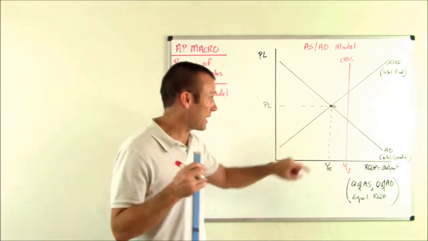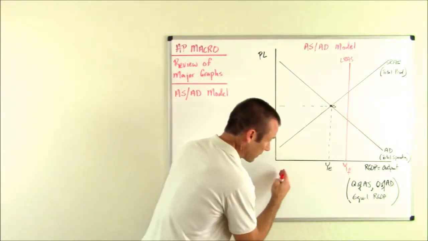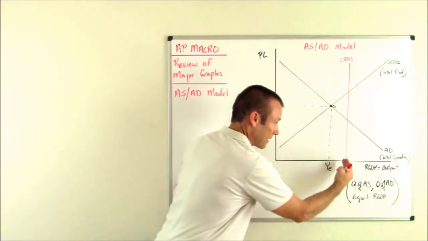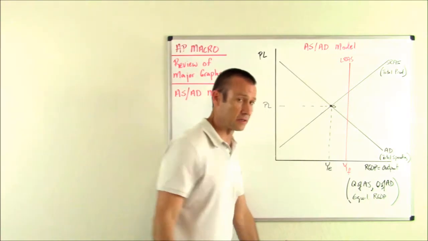Where's our economy at? It's right here at Y sub 0, we're at YE. We're producing this level of output, not our full employment level of output. Again, this right here would be a recessionary gap.